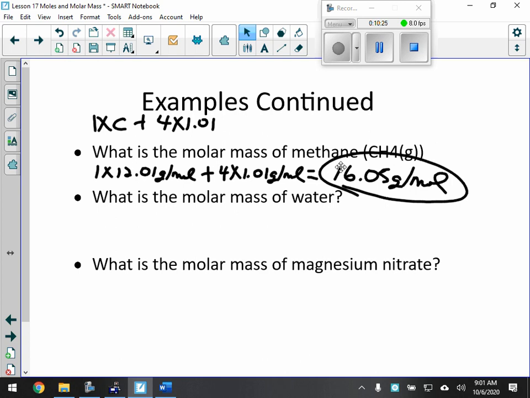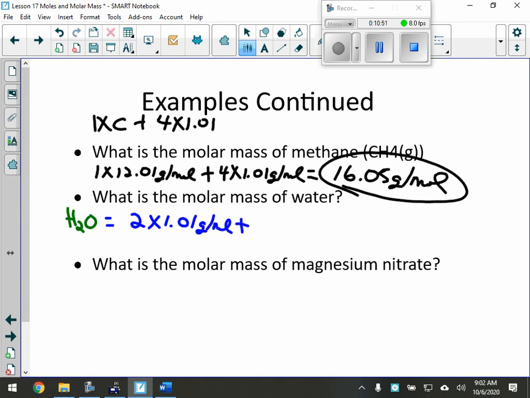What's the molar mass of water? Well, I guess the first thing we need to know is what is the formula for water, yeah? Because obviously this is where that's going to come into play, which is what? H2O, okay? So we got this, right? Well, how many hydrogens do we need? 2. So I'm going to put that down.